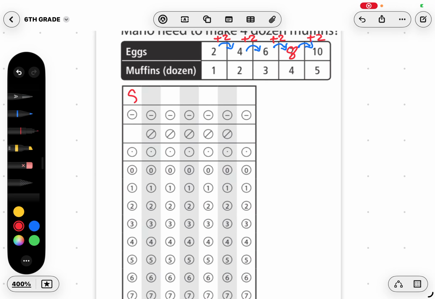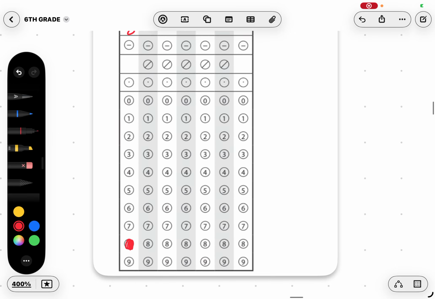So either we put the 8 here or we put it there, but we can't have it in the middle. Remember, whenever you fill these in, you cannot have the 8 in the middle. It has to be all the way to the right or all the way to the left. I'm going to just put mine all the way to the left and bubble it in. Okay.